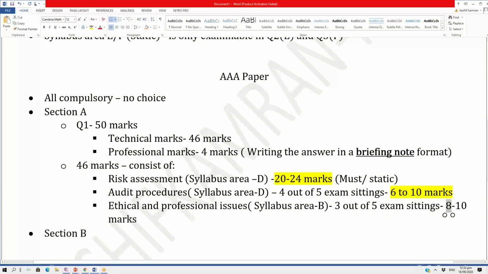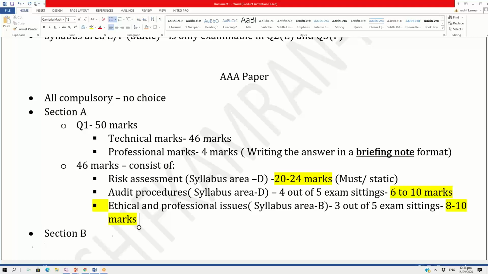But we still know syllabus area B can be in question number 1 and can be in question number 2 and 3 at the same time. So it's not necessarily that you find ethical and professional issues in question number 1. You can still find them in question number 2 or 3. They can repeat in different contexts. So ethical and professional issues is a very common area in question number 1, 3 out of 5 exam settings.